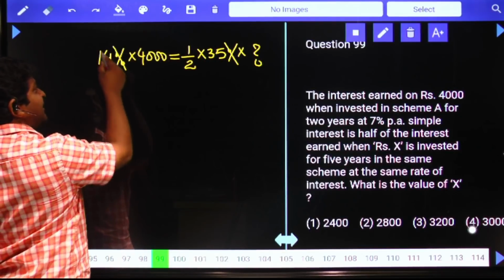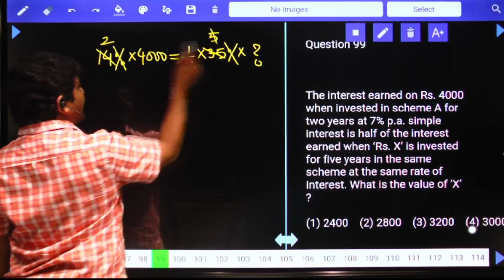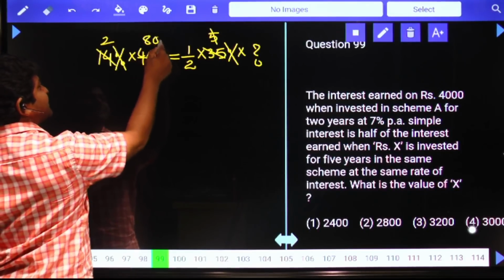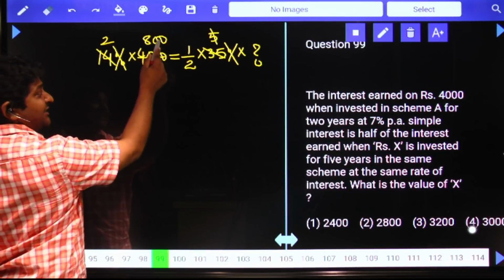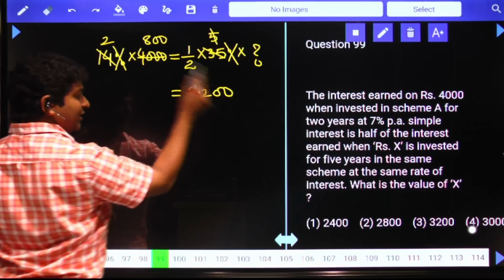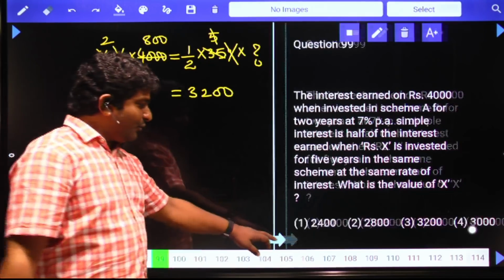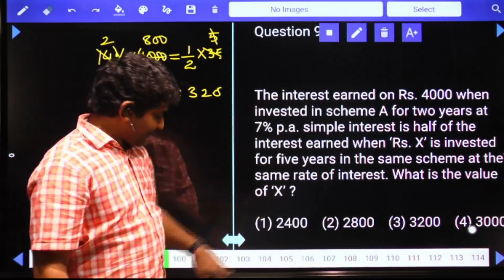Percentage gets cancelled. 7 2 times, 7 5 times, 5 800 times. Then X is equal to 2 into 800, 1600 into 2, that is equal to 3200. 3200, which is our third option. Third option is our final answer.